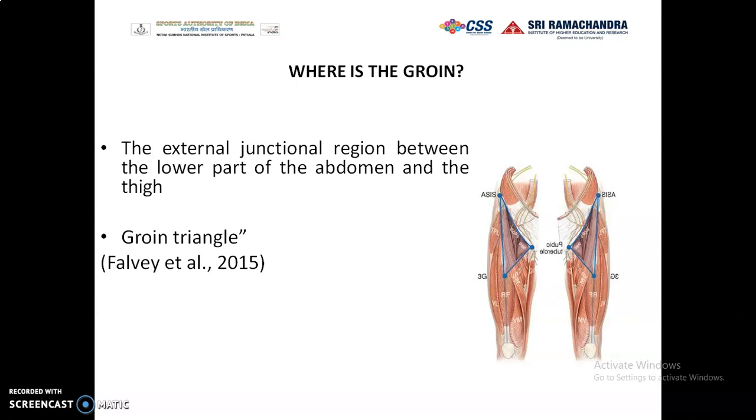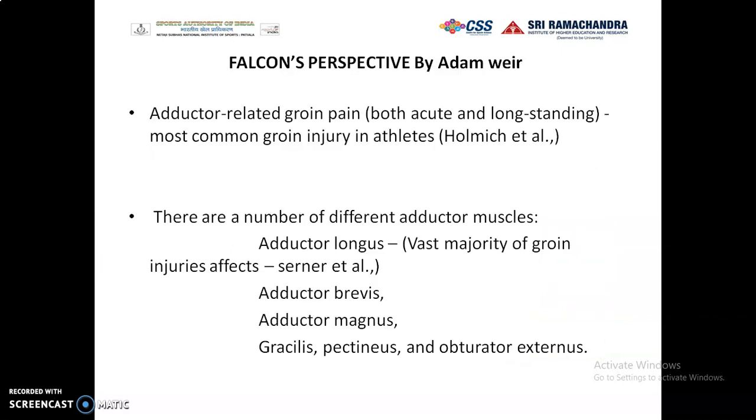So why should we know about the anatomy? Basically, Falvey et al. aimed to describe the clinical presentations, physical examinations, along with the MRI findings and the passive range of movement of a joint in athletes presenting to a secondary and tertiary referral clinic with athletic groin pain.